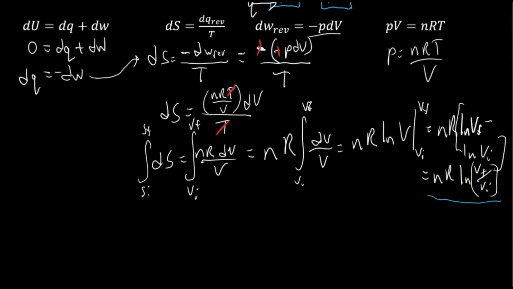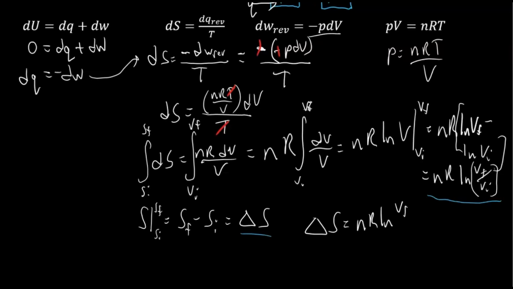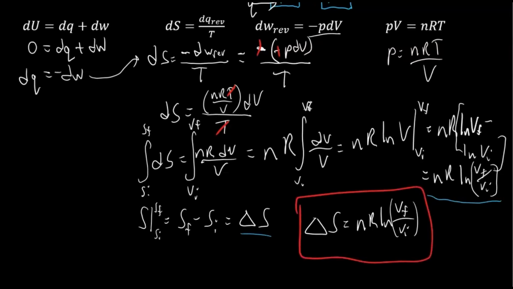this is just S from S initial to S final. So that's just the final entropy minus the initial entropy, which is just our change in entropy of the system. To combine the left-hand side and the right-hand side, the change in entropy equals nR ln V final over V initial. There it is in all its glory, a reversible expansion for an ideal gas.